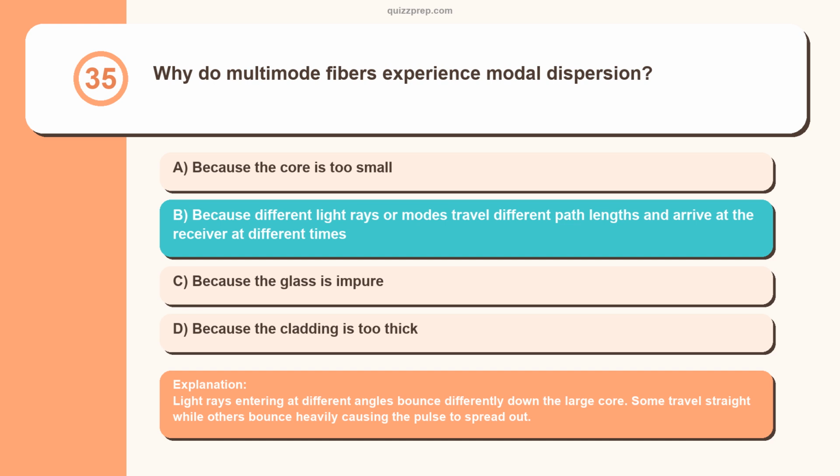Light rays entering at different angles bounce differently down the large core. Some travel straight while others bounce heavily, causing the pulse to spread out.